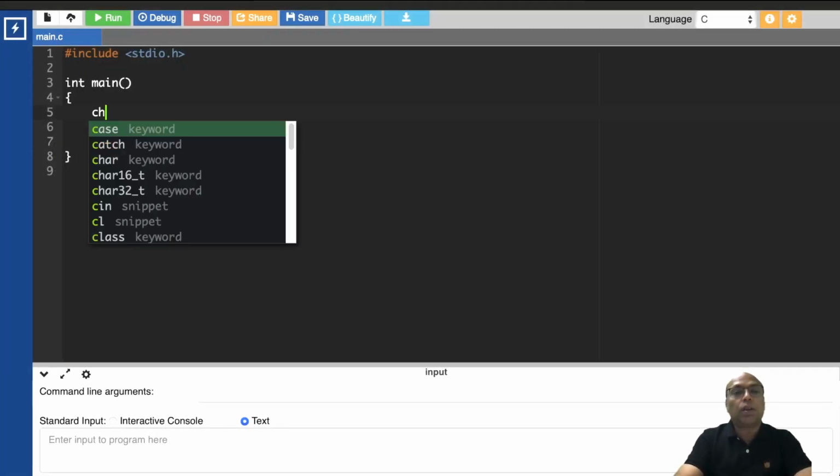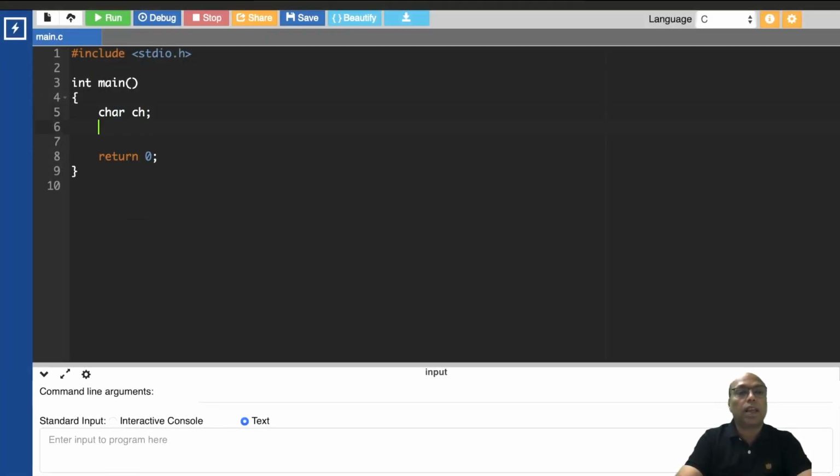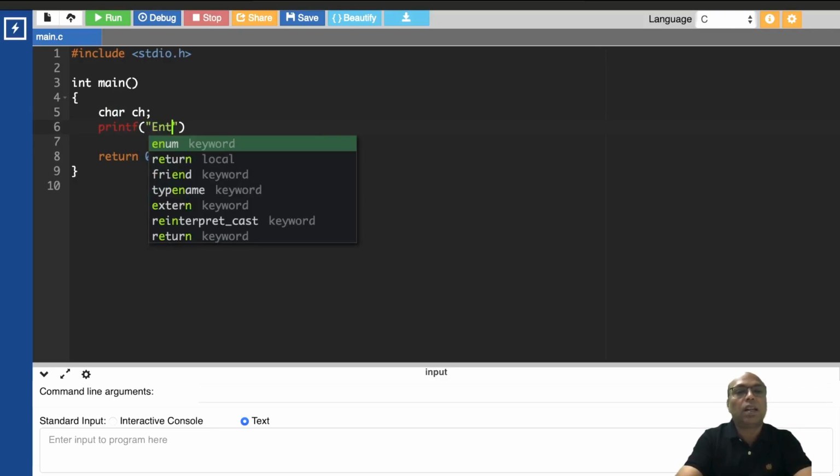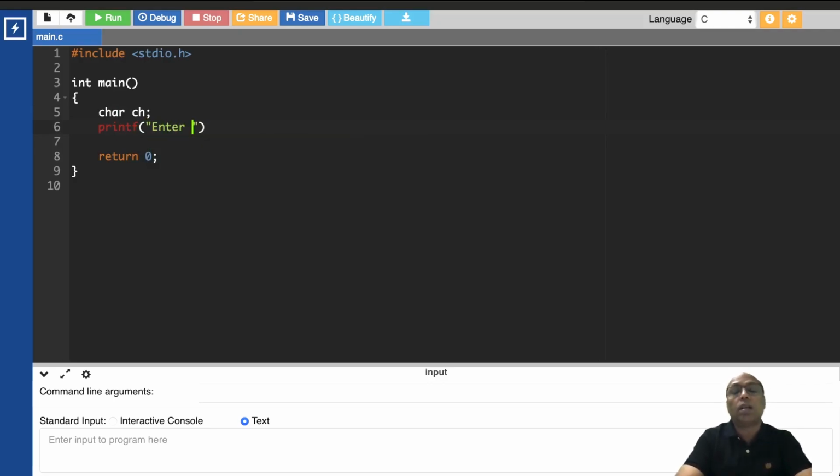I am going to input a character, and my variable name is CH. I want to say whether the given character is a vowel or not. So in this case, I am going to put scanf and percentage C, comma and CH. Now, as I told you, when I enter a single character, the corresponding ASCII value is stored.